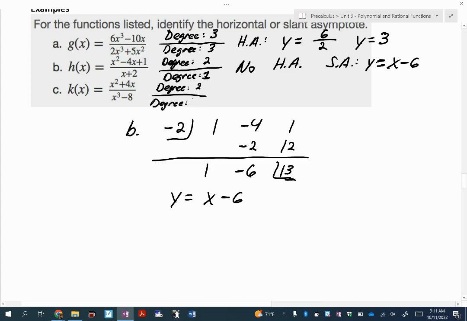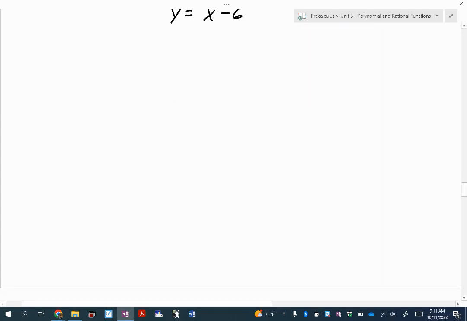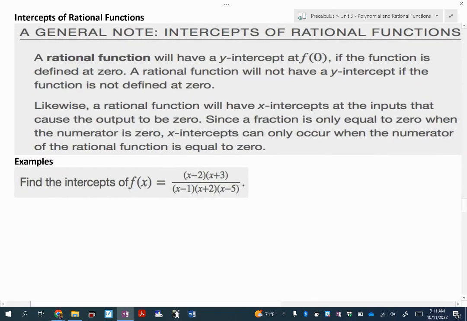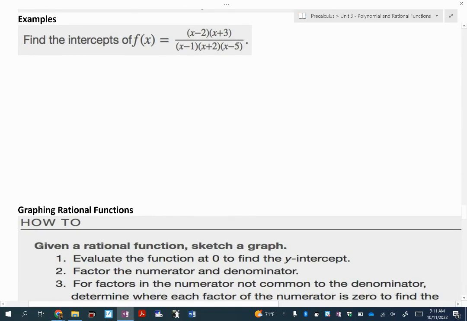All right, and the last one has a degree of 2 in the top, and in the bottom, it's a degree of 3. So if the degree of the numerator is less than the degree of the denominator, you do have a horizontal asymptote, and it's going to be y equals 0. All right, so again, just some practice with those cases and having to do some math, some synthetic division for the slant asymptote. Okay, now let's get into finding intercepts, which is really our last characteristic that we need to do, and then we will be ready to graph.